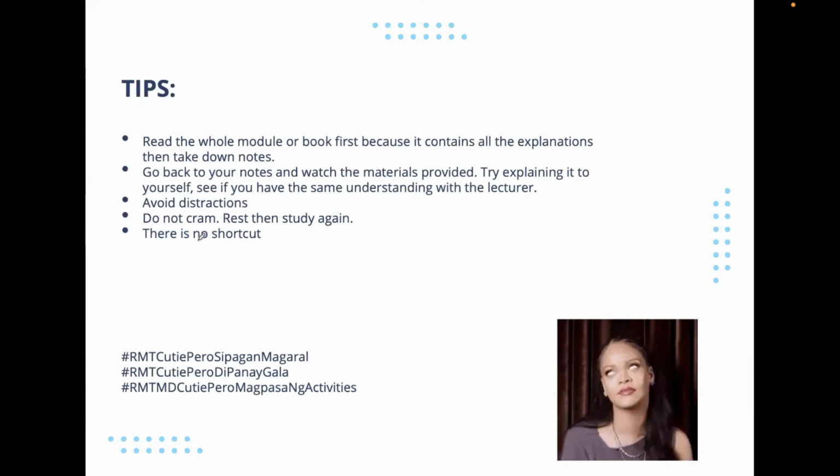And then next, go back to your notes and watch the materials provided. Try explaining it to yourself and see if you have the same understanding with the lecturer. And then avoid distractions. Do not cram. And then rest and then study again. Huwag tuloy-tuloy. Pwede namang mag-rest, pero mas madami yung rest kaysa sa studying time. And there is no shortcut.